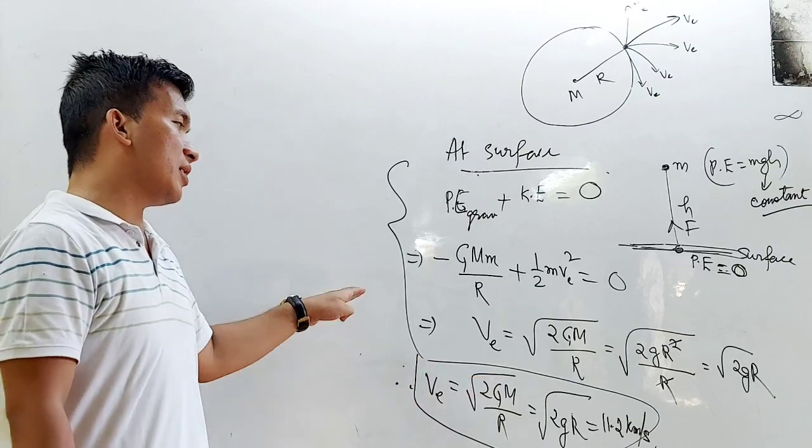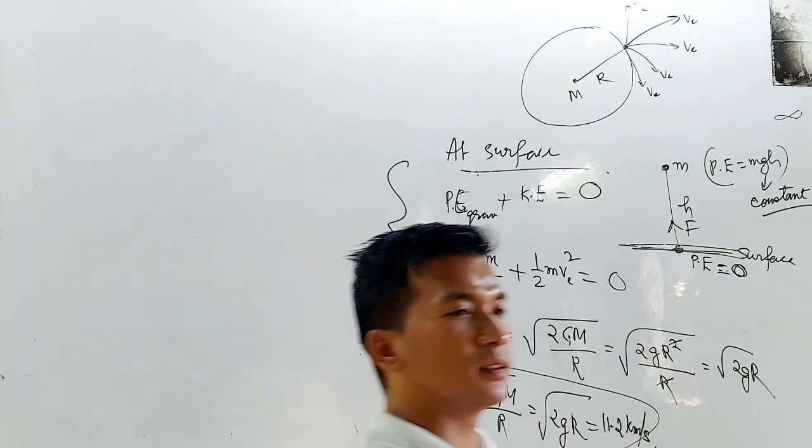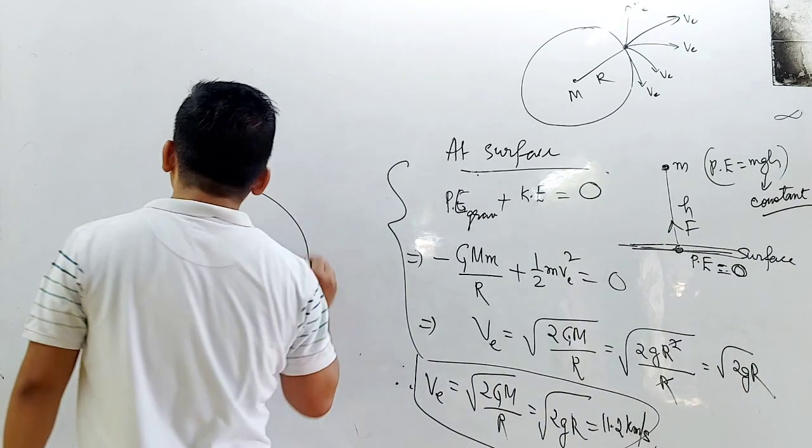What is the main drawback of this formula? Let me explain to you. There is the atmosphere: troposphere, stratosphere, ionosphere, and other layers. Think about when this object is thrown vertically upwards.